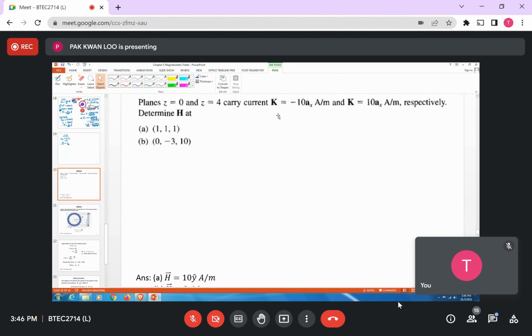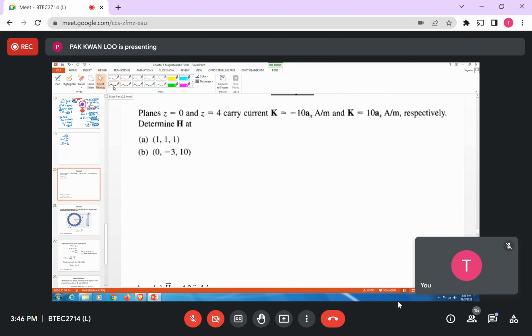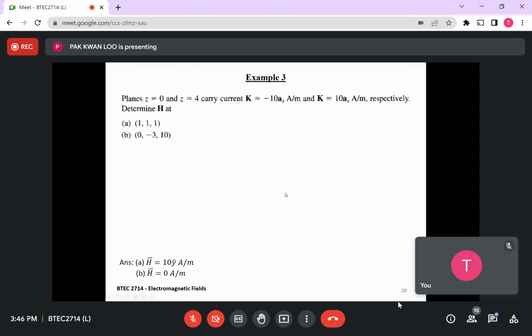Okay, so let's look at one example here. All right, planes z equals 0 and z equals 4 carry a current K equals 10 in the negative x direction and positive x direction respectively. So determine the magnetic field at these 2 points. So let's draw this.